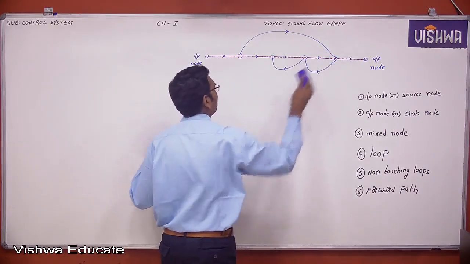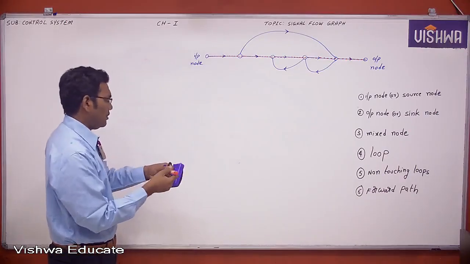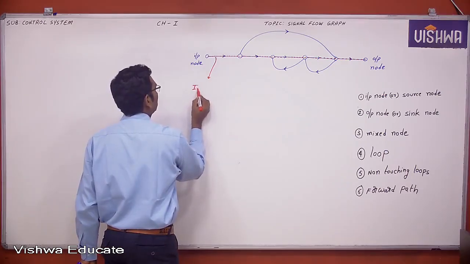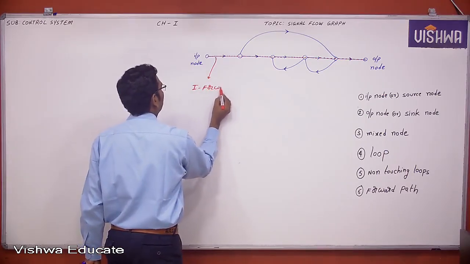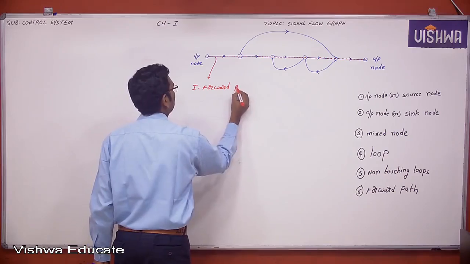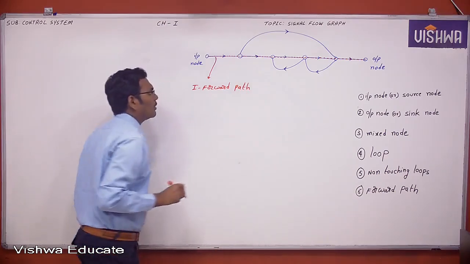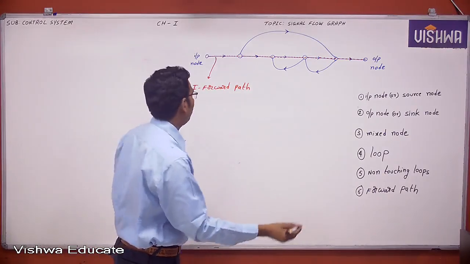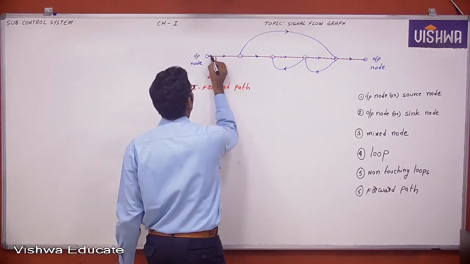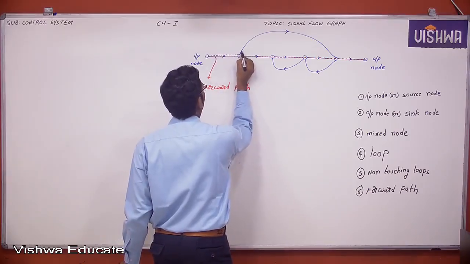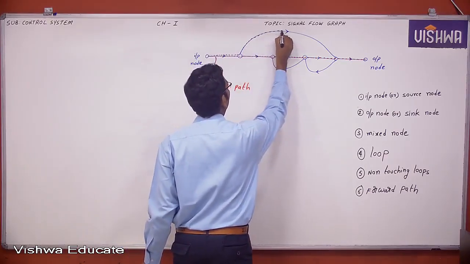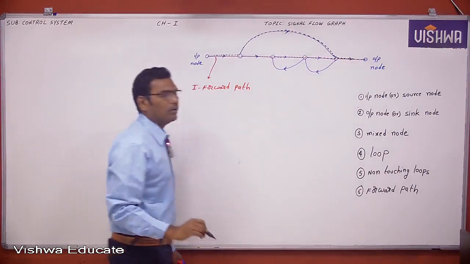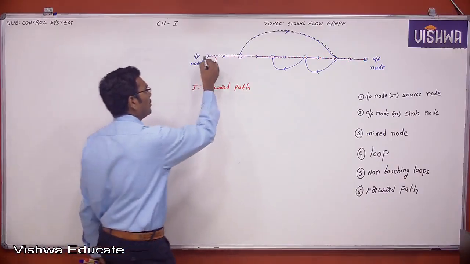And this is the first forward path, right? This is the first forward path. Okay. Now, is there any other forward path? Now, you just see here, there is another path. This is the input node to output node. Okay. Now, this is the input node to output node.